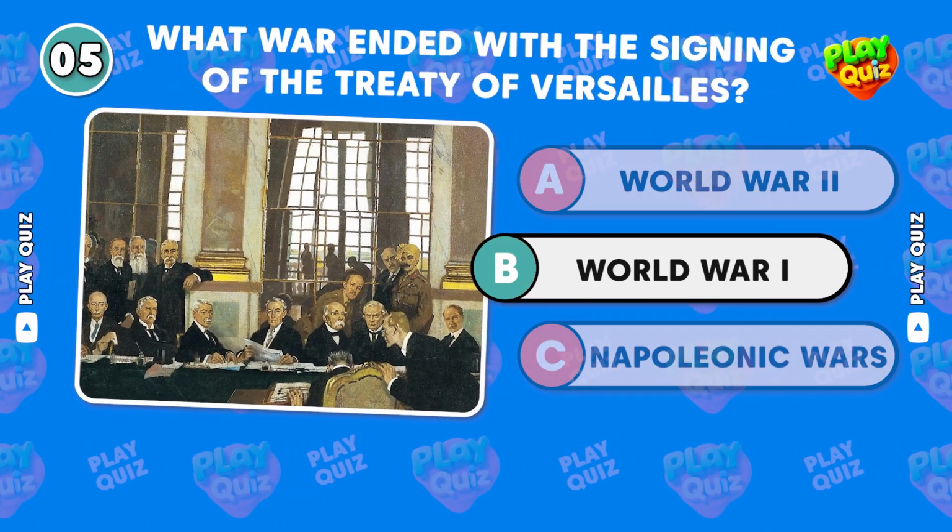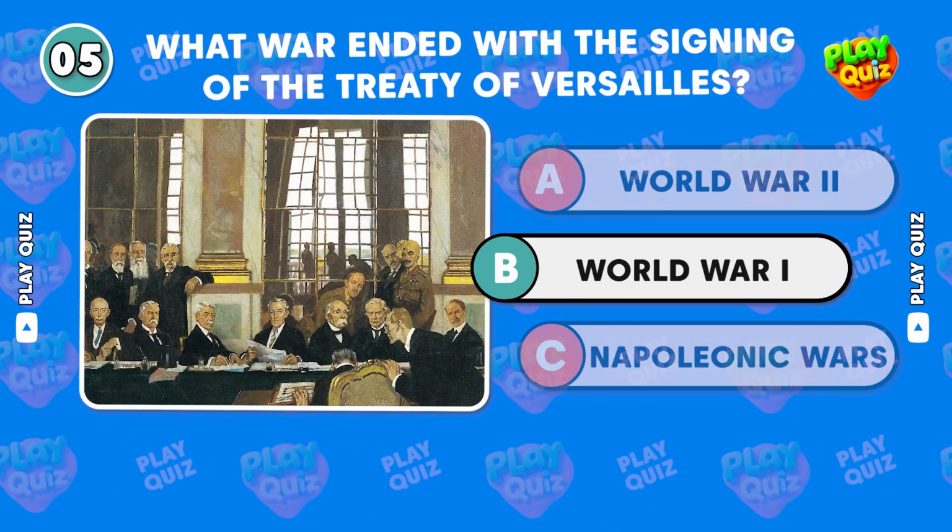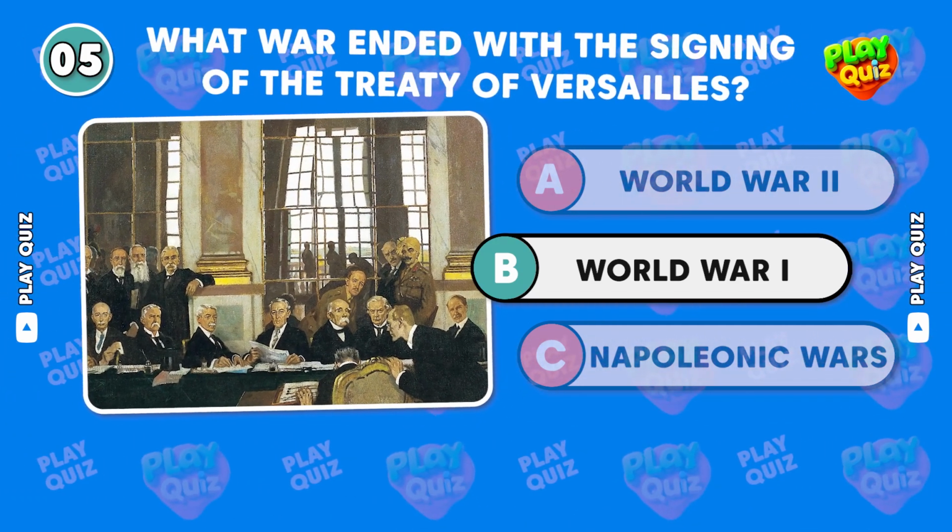5. What war ended with the signing of the Treaty of Versailles? Correct answer, World War I. Signed in 1919, the Treaty of Versailles imposed heavy reparations on Germany.